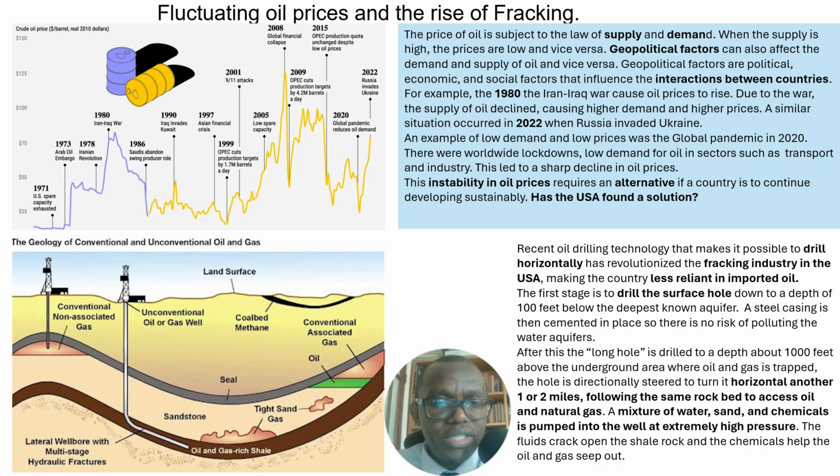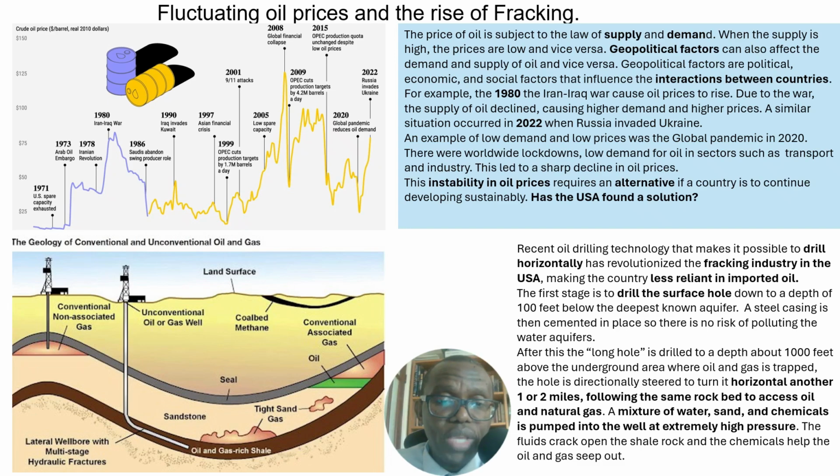Fluctuating oil prices and the rise of fracking. So the price of oil is subject to the law of supply and demand. When the supply is high, then the prices are going to be low and vice versa. Now, geopolitical factors can also affect the demand and supply of oil. And geopolitical factors are political, economic, and social factors that influence the interactions between countries.